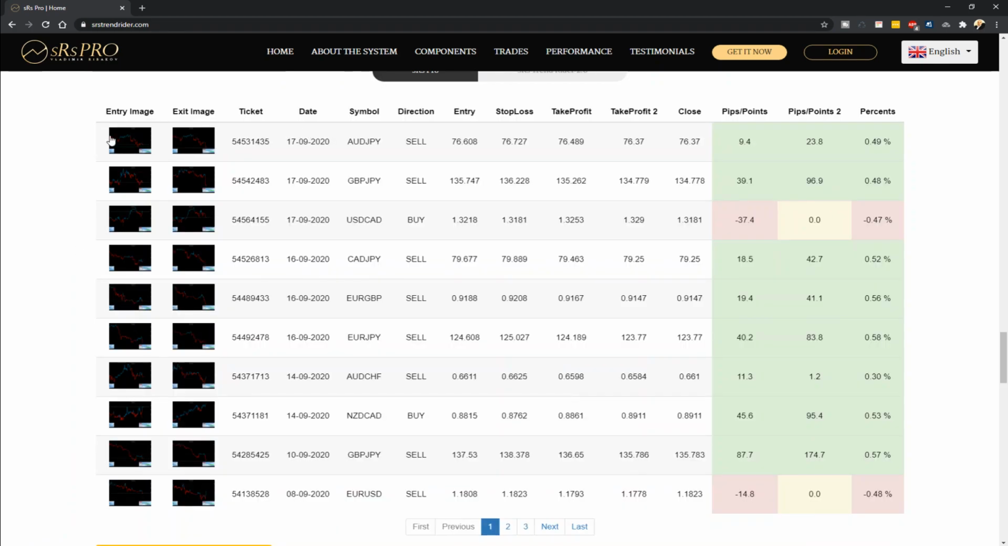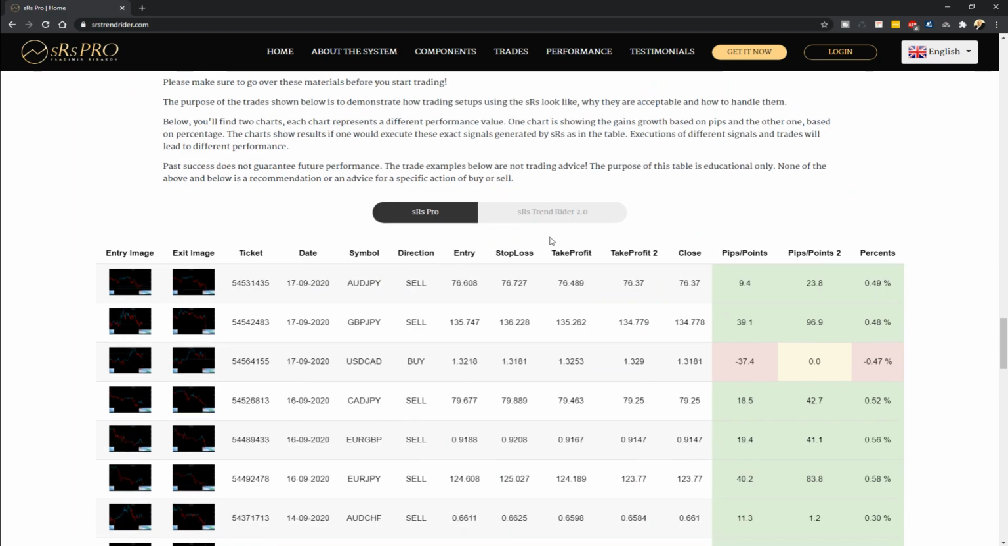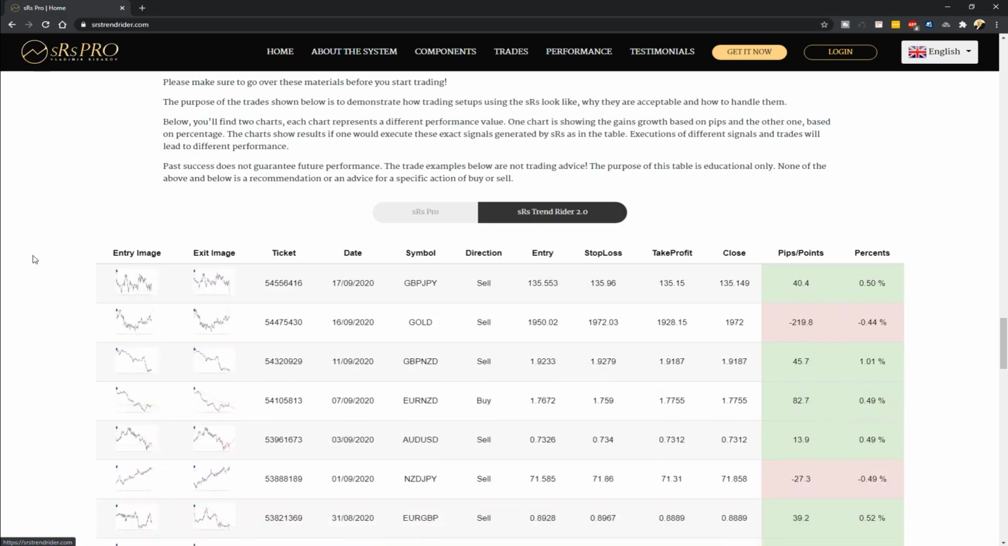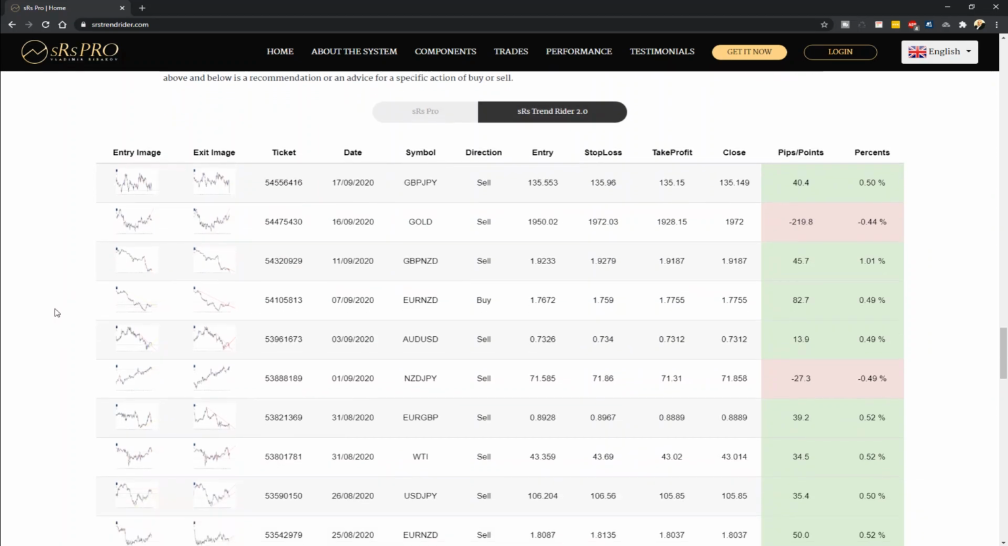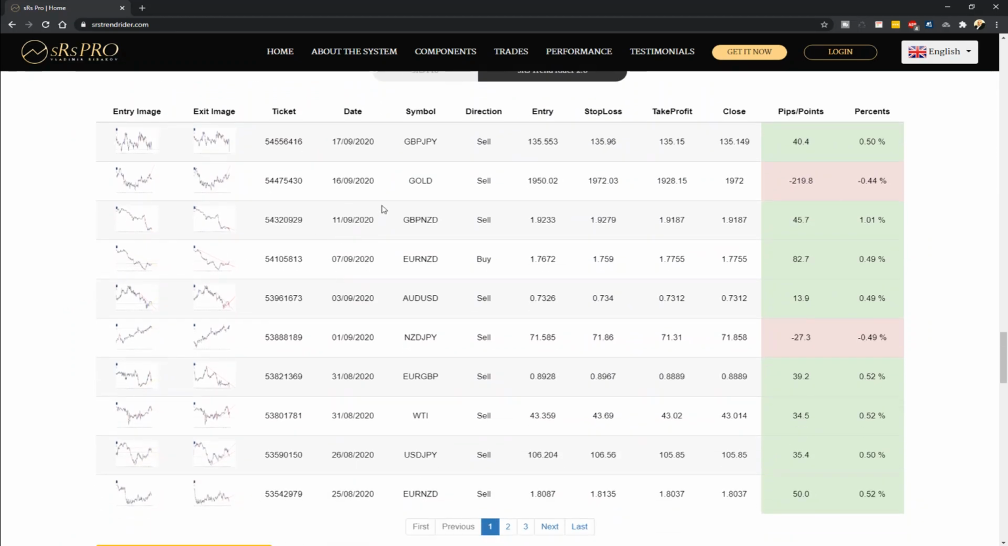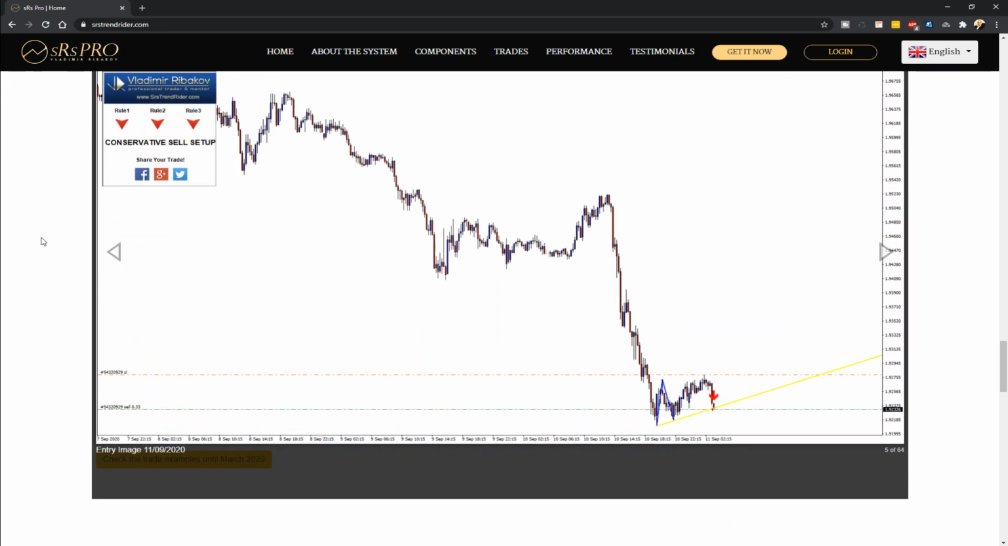I don't see anything else that much different related to the setups. Let's check out SRS Trend Rider 2. Again, we said that we're starting from the 10th, which means here we have the list of 3 trades. Pound Kiwi was a very classical sell situation.